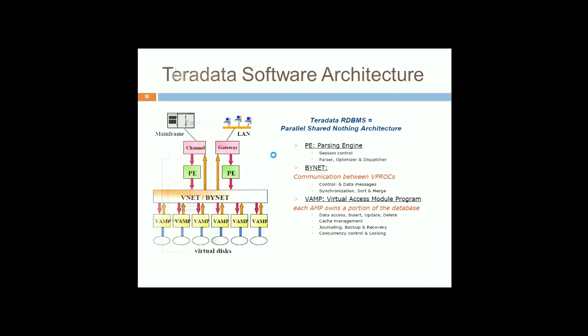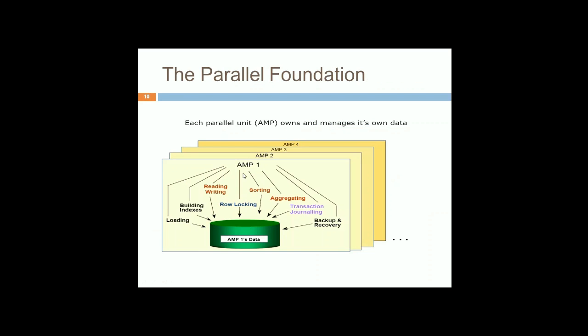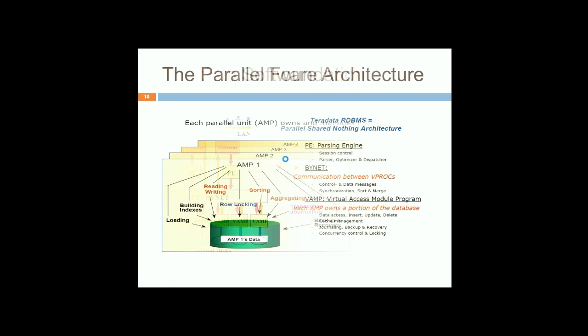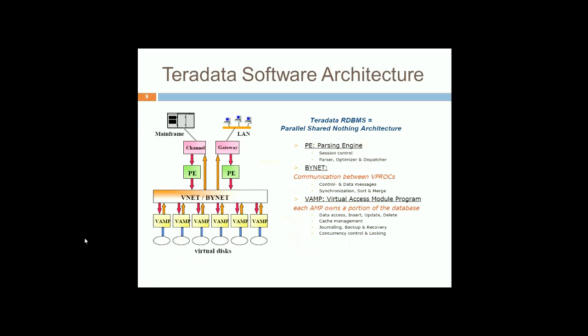So this is again AMPs. AMPs are nothing but the nodes which I was telling you. So you have AMP1, AMP2, 3, 4, right? You have a 4 node system, and this diagram shows you what all an AMP does. It does the data loading, indexing, writing, row lock, sort, aggregate, transaction, journaling, backup, and recovery. All these operations are performed in each of those AMPs because each of them has its own disks or data partitions, right? So each of those AMPs will have to perform all these operations in parallel again.